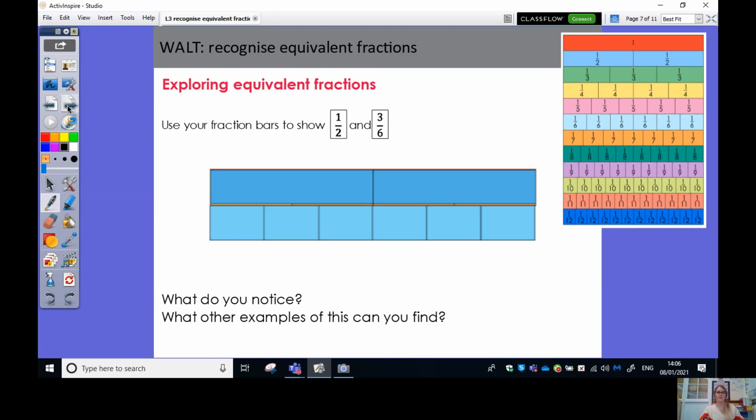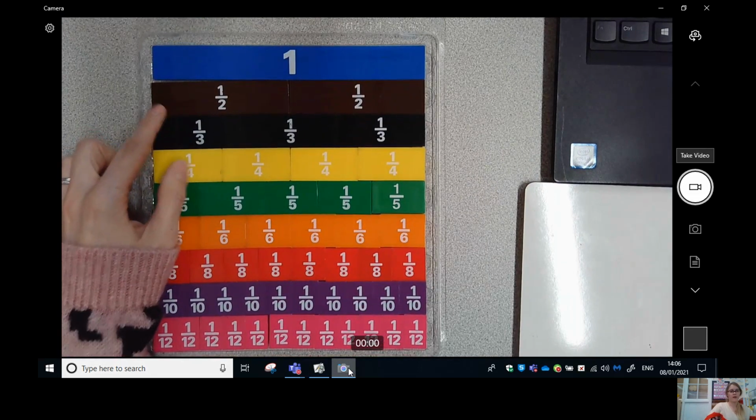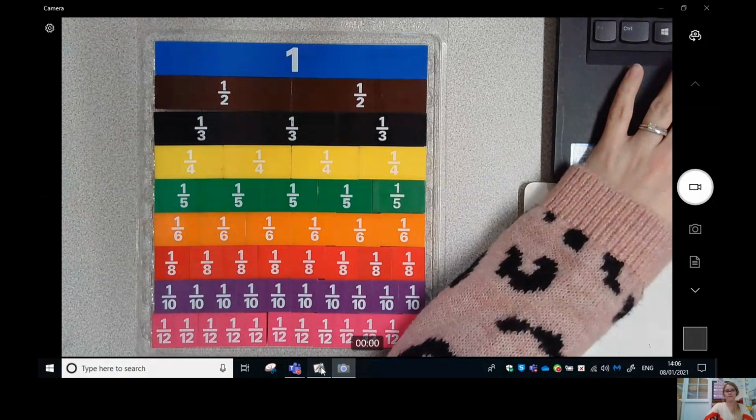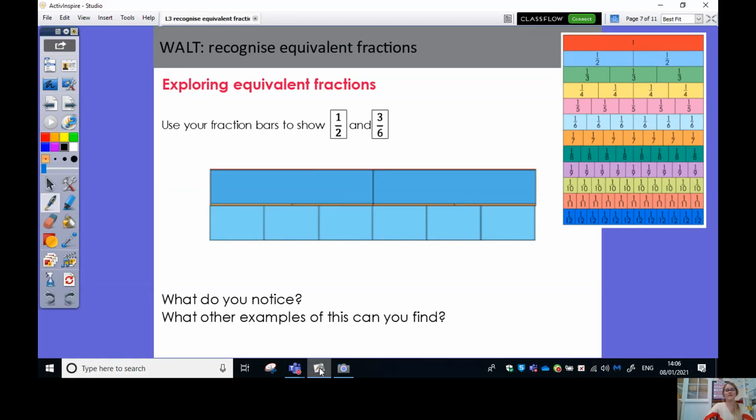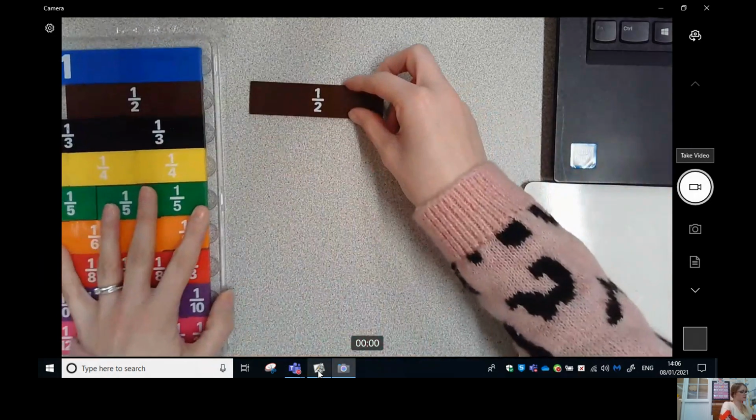Right, moving on to our next part. So we're going to explore equivalent fractions a little bit more now. So if you've got your fraction wall out in front of you, either looking at it, or if you've managed to cut it up, you might want to move it around so that you've put 1/2 and 3/6 together. So I have a bar that I'm going to show you. I have a fraction wall from school here. So we're going to be looking at 1/2 and 3/6. So I'm going to remove those just so it's easy for me to move it around.